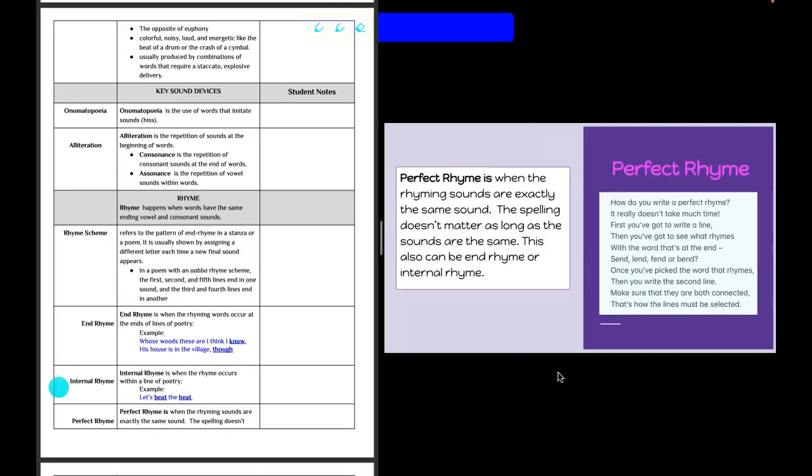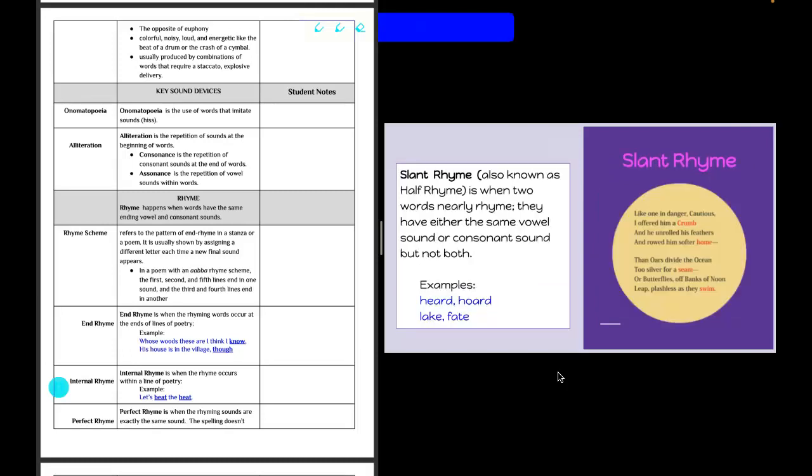Perfect rhyme is when the rhyming sounds are exactly the same sound. The spelling doesn't matter as long as the sounds are the same. This also can be end rhyme or internal rhyme, so it can occur in either location. Slant rhyme, also known as half rhyme, is when two words nearly rhyme. They have either the same vowel sound or consonant sound, but not both. My examples are herd and hoard, and lake and fate.